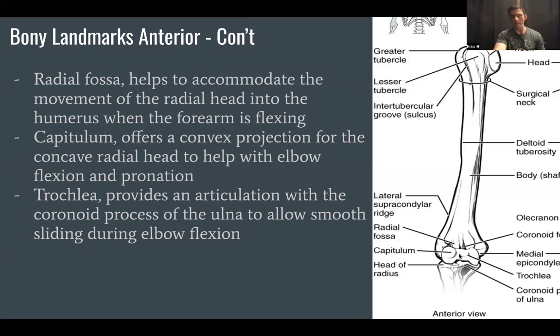With the trochlea, we can see we have this rounded surface here, but what ends up happening is the trochlea provides the articulation for the coronoid process of the ulna. If you want to look at it, your ulna is shaped like this, and your coronoid process is right here. When you flex your elbow, your trochlea helps out with the articulation for your coronoid process and allows for that smooth gliding of the ulna during elbow flexion and extension. So it helps out with that.